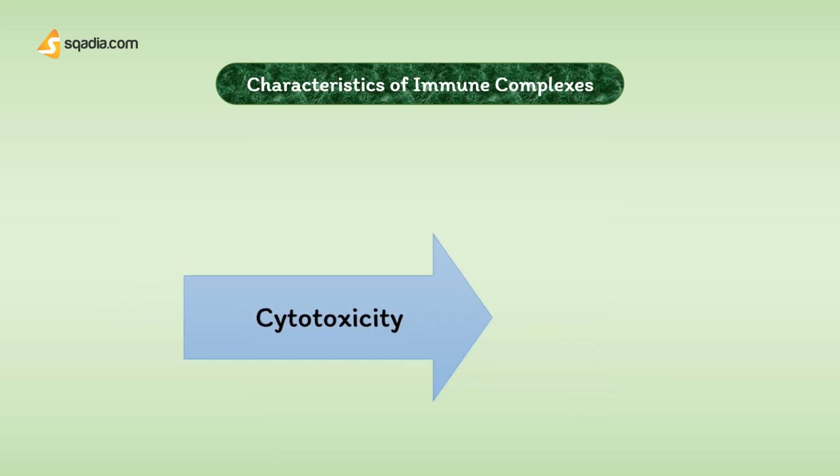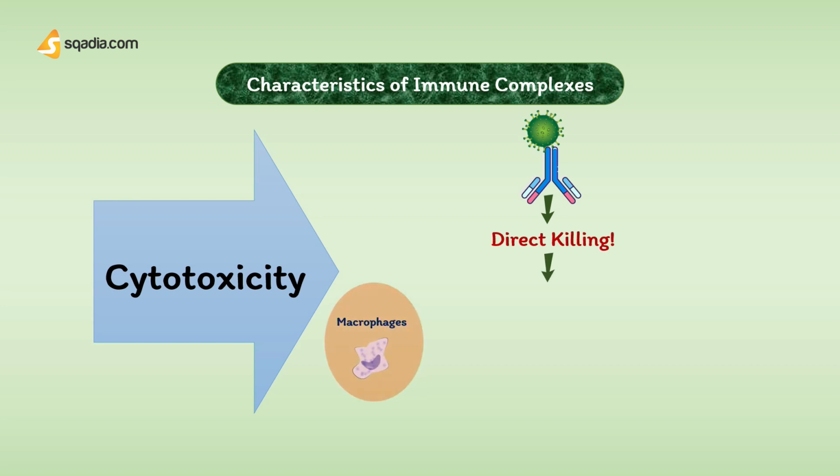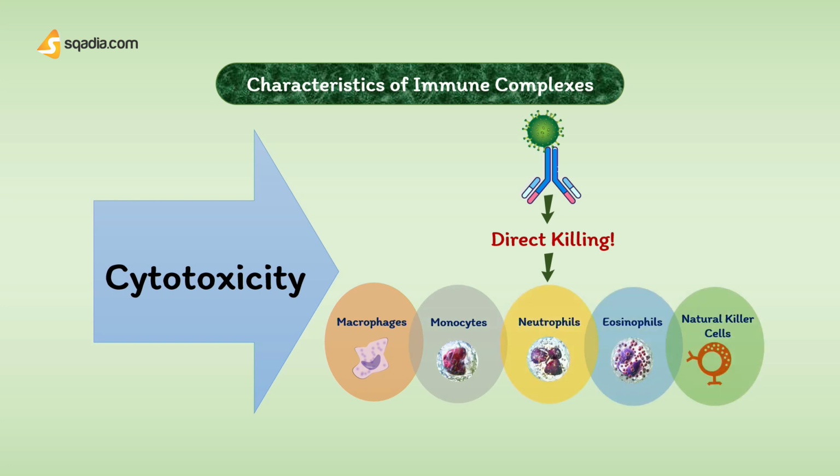Let's discuss cytotoxicity. Well, when antibody bound to a cell or microorganism contacts Fc receptors, the result may be killing rather than phagocytosis. Cells able to do this include macrophages, monocytes, neutrophils, eosinophils, and natural killer cells.